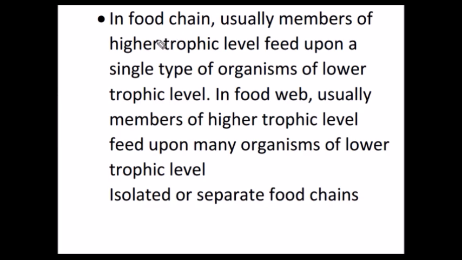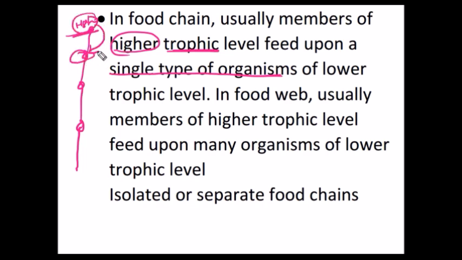In a food chain, members of the higher trophic level usually feed upon a single type of organism in the lower trophic level. Consider this as a food chain. The animals located in the higher trophic level feed upon a single lower animal, whereas in the food web, animals of the higher trophic level feed upon many organisms in the lower trophic level. So choices are more in the food web.